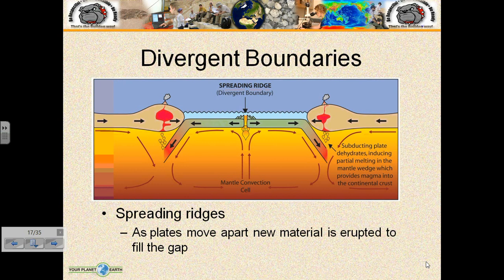Now, divergent boundaries refer to boundaries that tend to spread apart. Classic examples of these occur where you have spreading ridges. As the plates move apart, new material is erupted to fill in the gap. And classic examples of divergent boundaries can be seen whenever you see something called a spreading ridge.